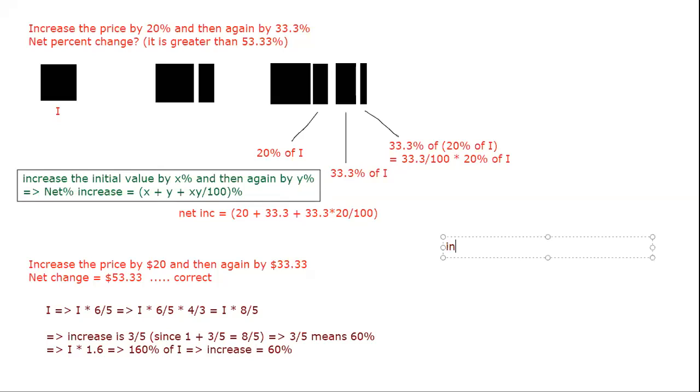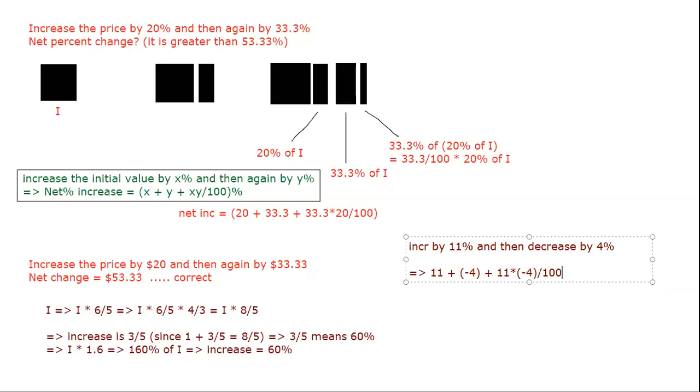Okay. So I say increase by 11% and then decrease by 4%. So my result will become, using the formula, 11 plus negative 4 plus 11 times negative 4 upon 100. So simple now. 11 minus 4 minus 0.44. So 6.56.